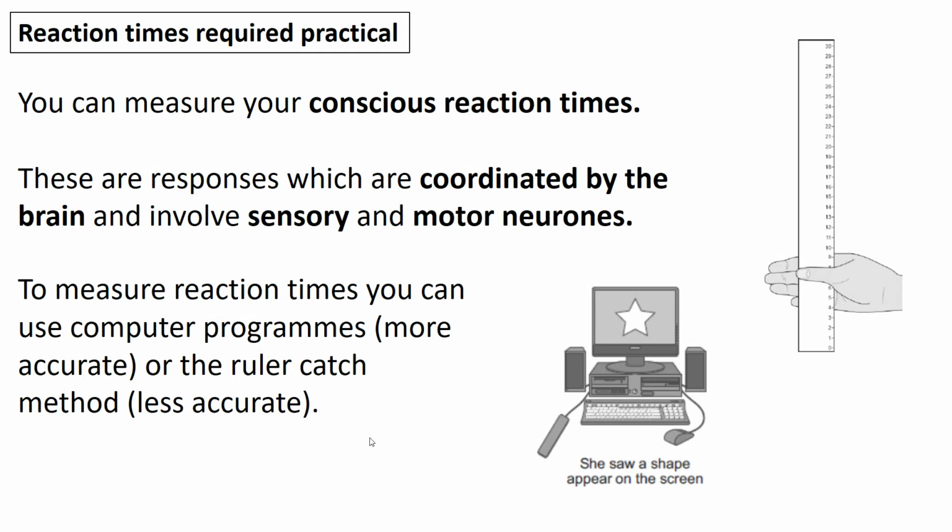So we use this to measure our conscious reaction times. And remember, our conscious reaction times is when information goes through the brain and we decide on what to do in order to respond to the stimulus. So they involve both sensory and motor neurons, but a lot of other neurons in the brain. Now, you can measure the reaction times. You can use a computer program, which would be more accurate. So, for example, pressing a button when you see a certain shape appear on a screen, or the ruler catch method, which is less accurate, but it is easier to carry out.